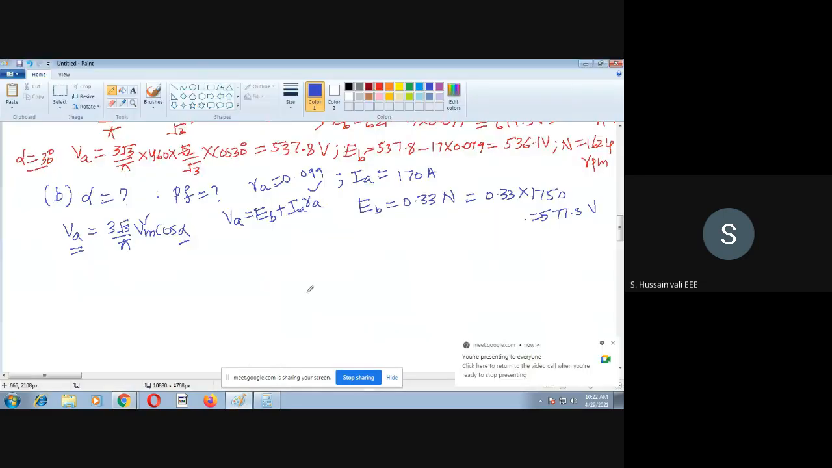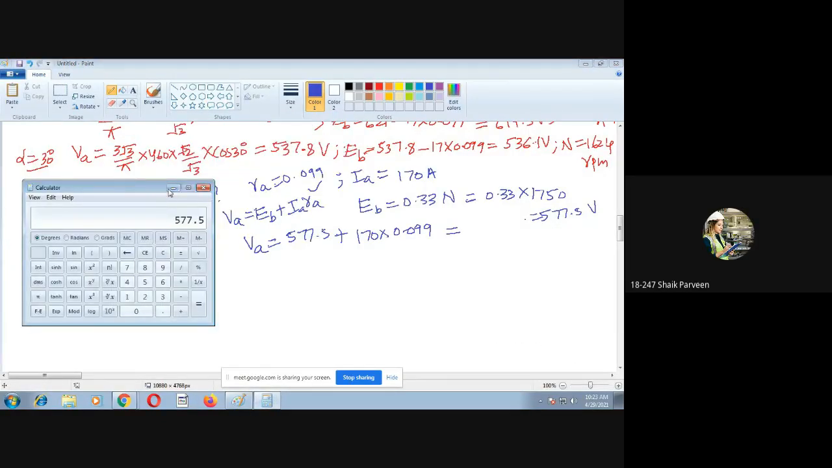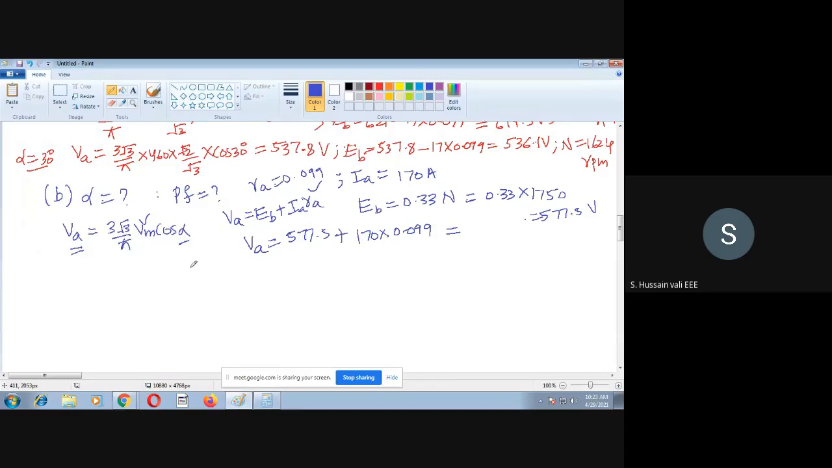So now you see here, we got Eb equal to 577.5. What else do we need to know now? From this, what is Va? Va is equal to 577.5 plus Ia, 170, into Ra. Then we'll get the Va value. So what is Va here? 594.33. Okay, so we got 594.33.